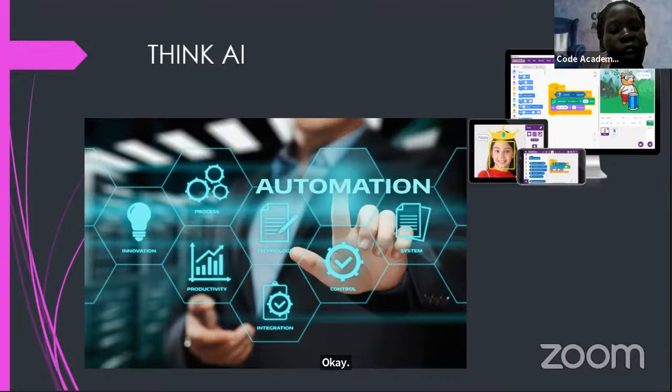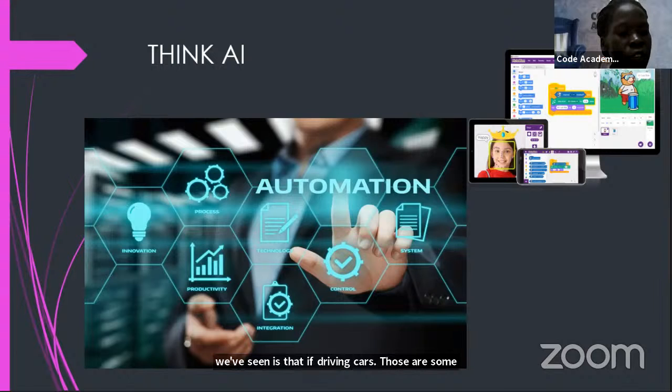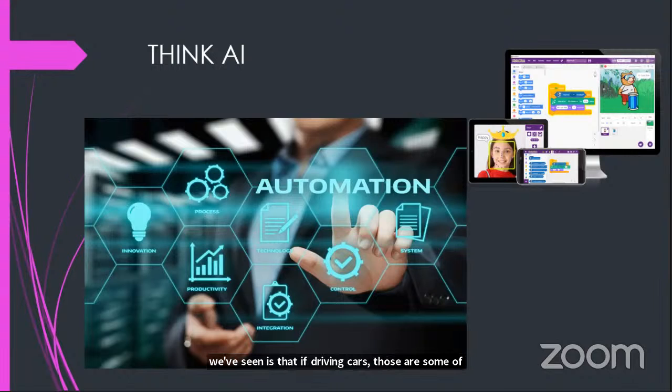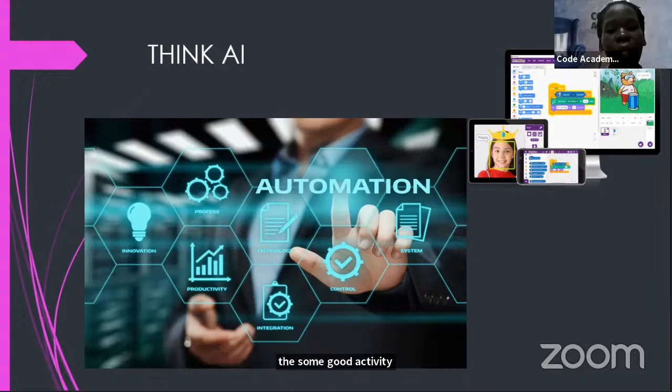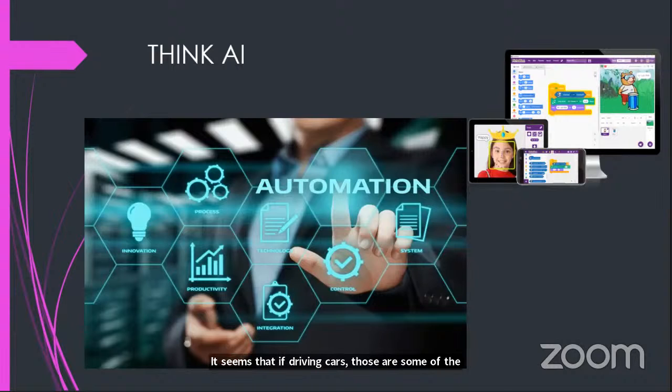We've seen self-driving cars. Those are some of the examples. You get it? Productivity. We've seen automation, for example, in homes and in hospitals.